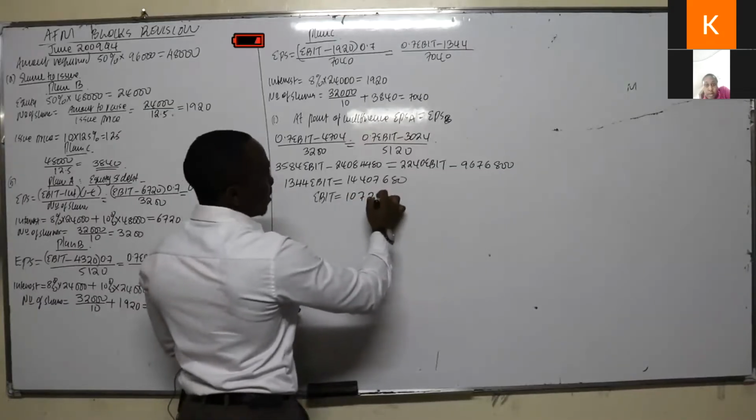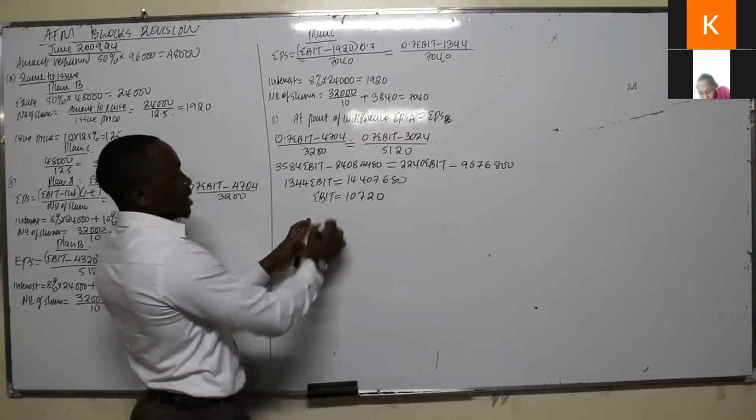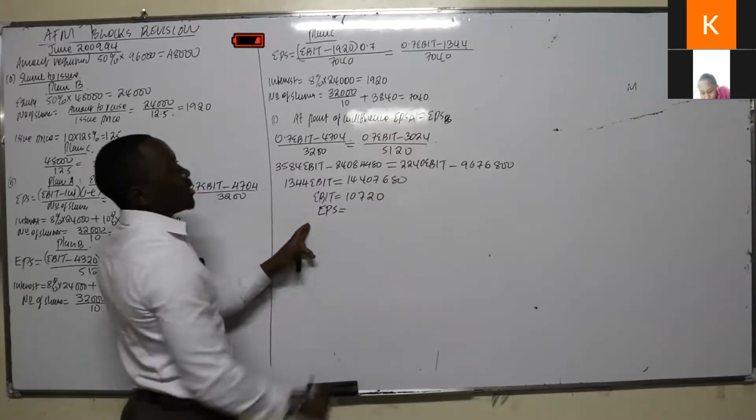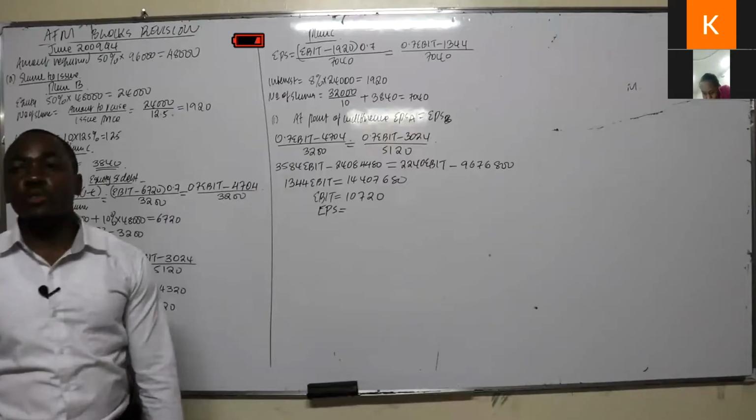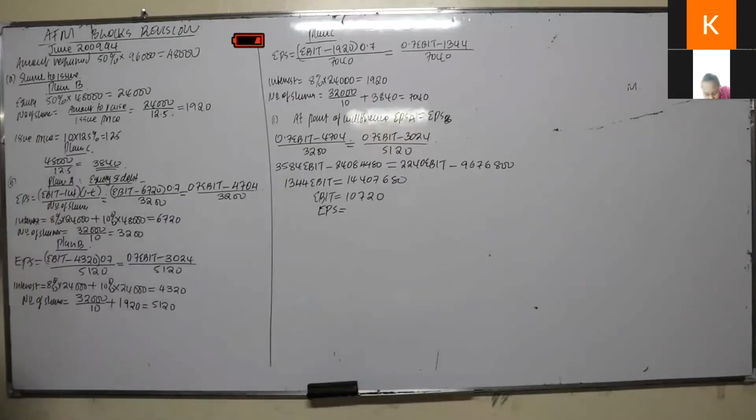10.7. Now that's EBIT. Now, if you have EBIT, now you can be able to get earnings per share. Substitute either option 1 or plan A or plan B. It should give you the same answer. Can everyone compute, including Dennis?